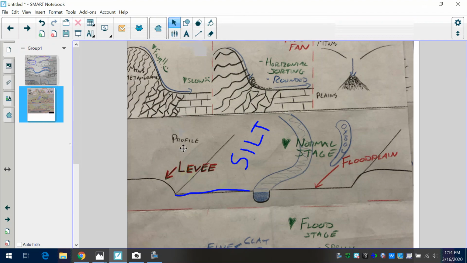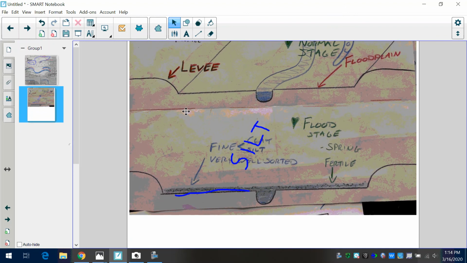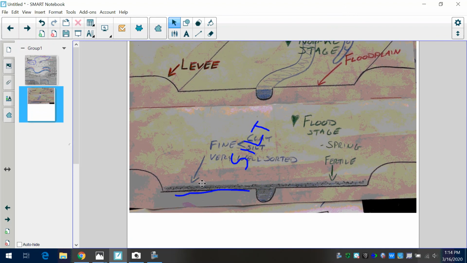So I think, did that show up in the picture down here? That's a side view of that same floodplain right there. You can see those smaller deposits. So I forgot quite a bit. My fault, not Yuri's. And that should wrap up your river and stream erosion and deposition.